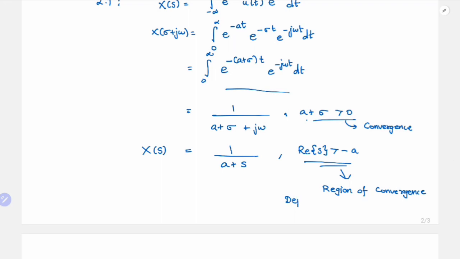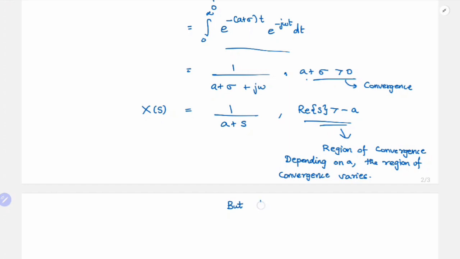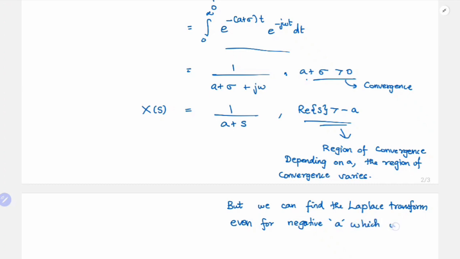And depending on a, the region of convergence varies, but we can find the Laplace transform even for negative a or 0, right? Which was not the case with the Fourier transform, correct?